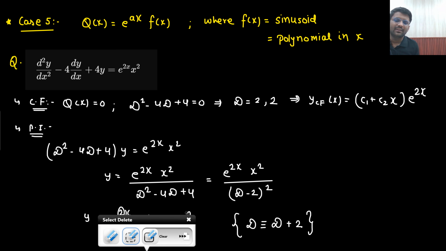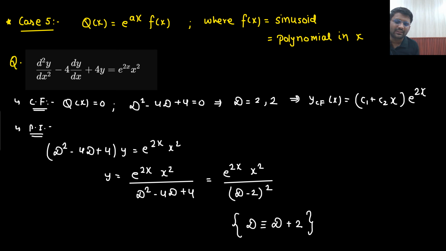Let me repeat the process. Till this point everything was fine: e to the power 2x x square upon (D minus 2) whole square. What will I do now? I need to write down the PI. I will take e to the power 2x aside. I will take it as a constant, although it is not a constant, but I will take it as a constant. If I am taking it as a constant, then what will happen?